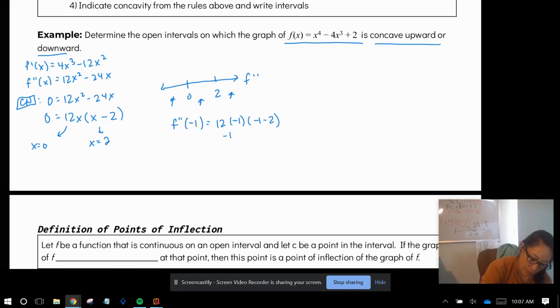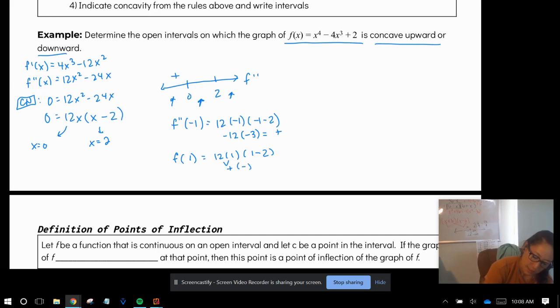And so I get -12 times -3, which, a negative times a negative, is going to give me a positive. So the values less than 0 are going to be positive. Now I'm going to use 1 because it's in between 0 and 2. So 12 times 1 times 1 minus 2. 12 times 1 gives me a positive. 1 minus 2 gives me a negative. So a positive times a negative gives me a negative.